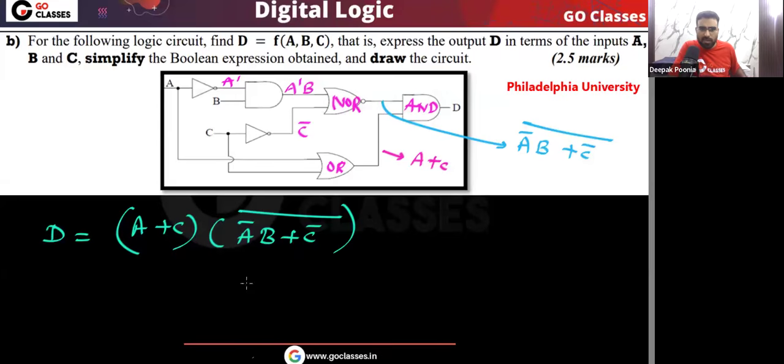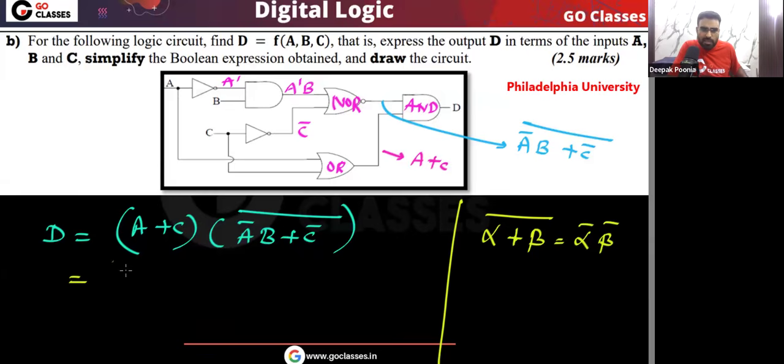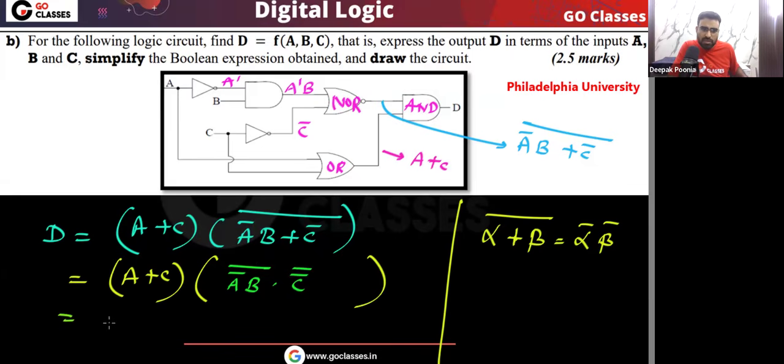Very simple. Now you can apply the De Morgan law. We already know by the De Morgan law that (alpha or beta) whole bar is equal to alpha bar beta bar. Applying it here, we get A or C and (A bar B) whole bar and C double bar. Now C double bar is equal to C, so we get A or C, and C. Applying De Morgan law again, (A bar B) whole bar becomes A or B bar, and there is a C here.